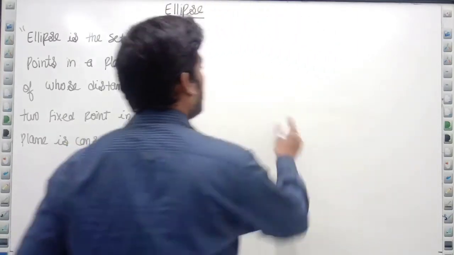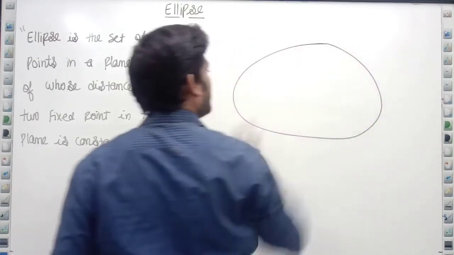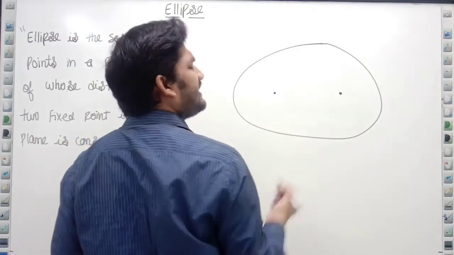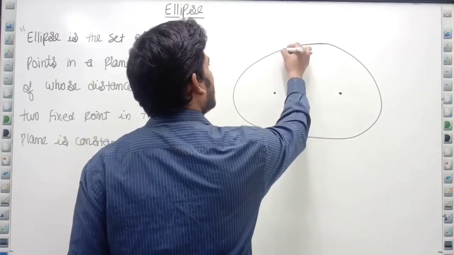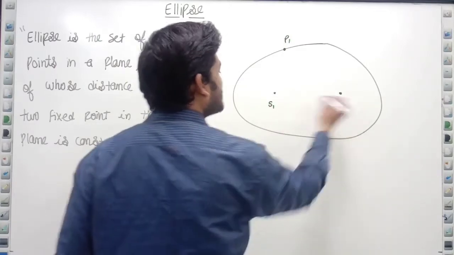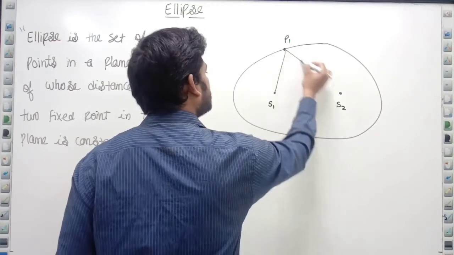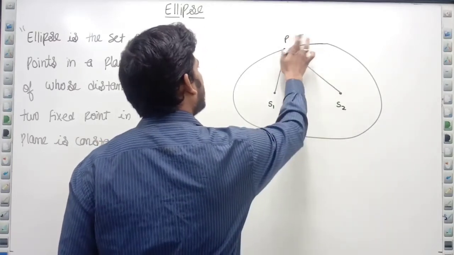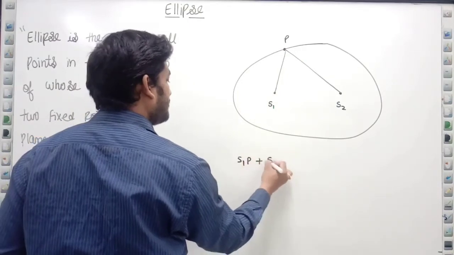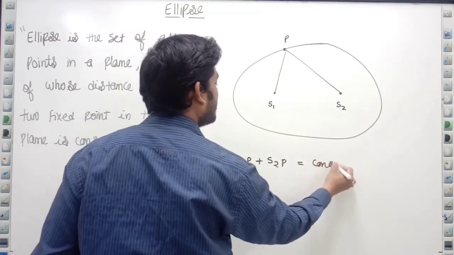Like if I draw an ellipse, there will be two fixed points, and if I take any point on the ellipse, like P, the two fixed points I am naming S1 and S2. So I can say S1P plus S2P is equal to constant.